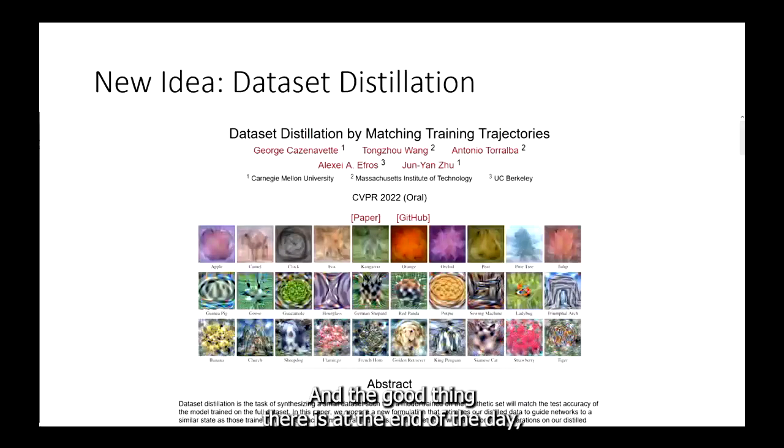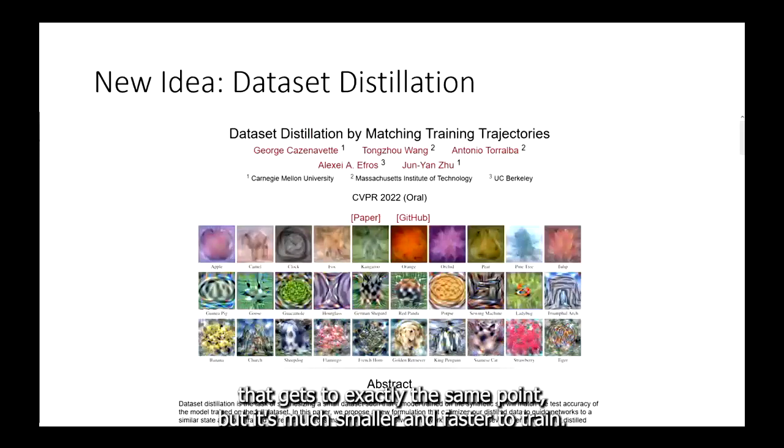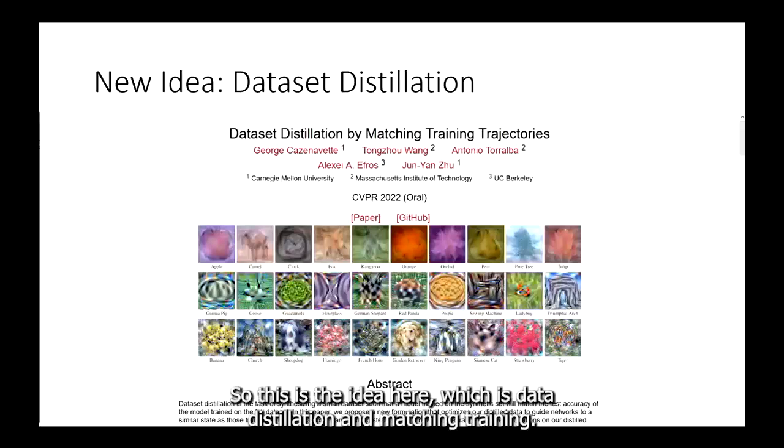And the good thing there is, at the end of the day, we don't care about data sets. We only care about networks. We want a network that has learned very well and does a good job. But we don't care about the training set. It's just a way to get there. In this case, we do data distillation. We train it with a big data set, and we get a good network. And then we replace that big data set by a small data set that gets to exactly the same point, but it's much smaller and faster to train. So this is the idea here, which is data distillation by matching training.